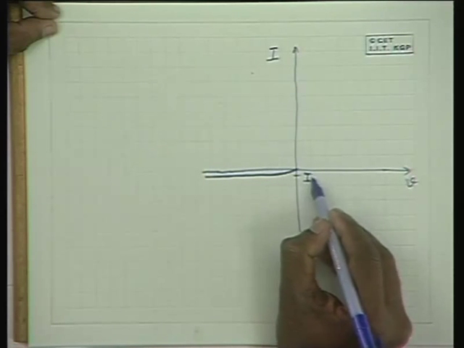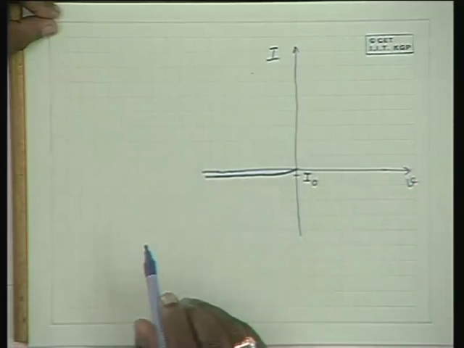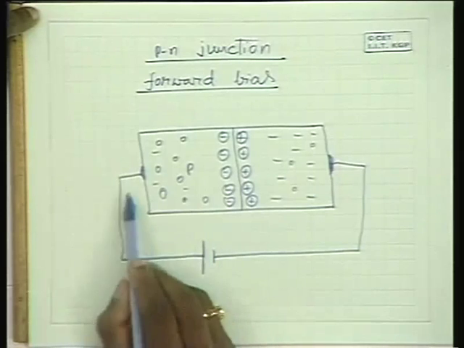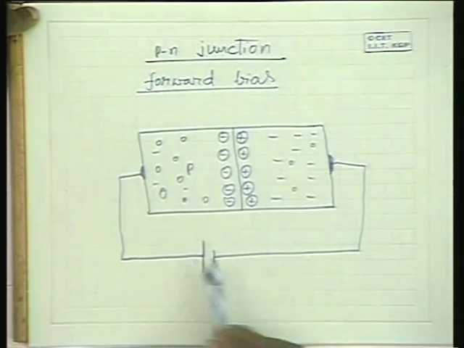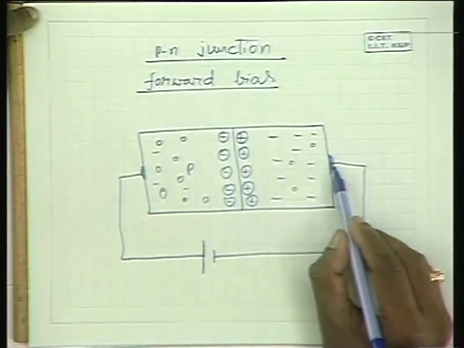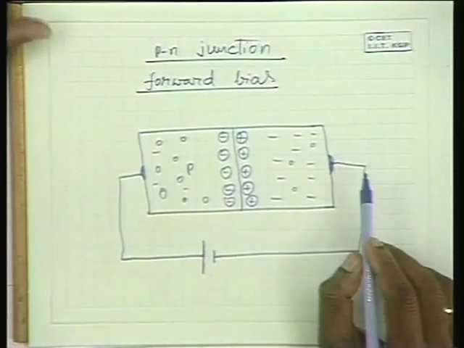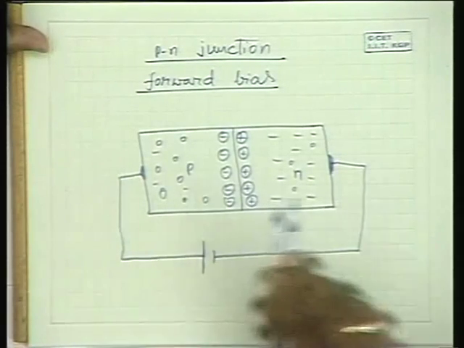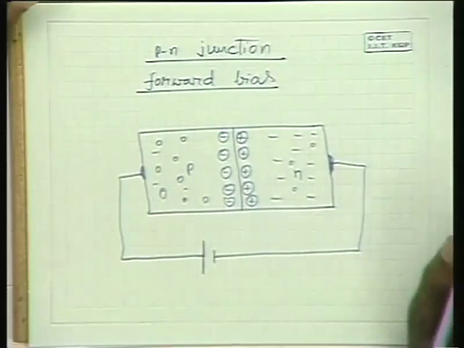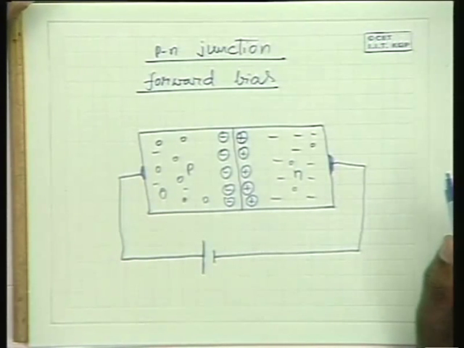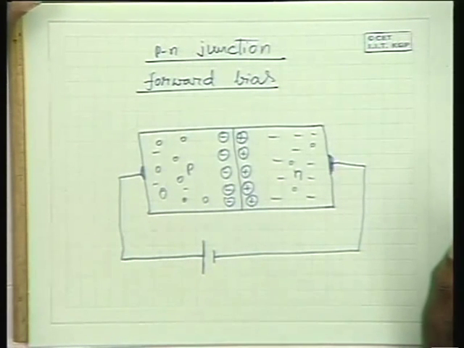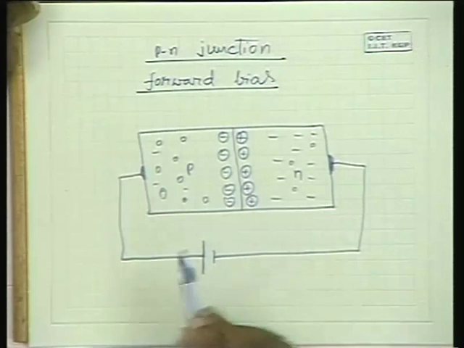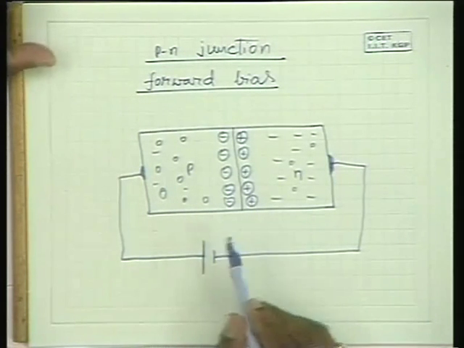Let me represent it as I naught. Looking at this diagram, you understand that now I have applied positive potential to the P side and negative potential to the N side with respect to the ground, or with respect to the N side I made the P side positive biased. This is known as a forward bias for the diode, for the PN junction diode. Now what happens in this situation?